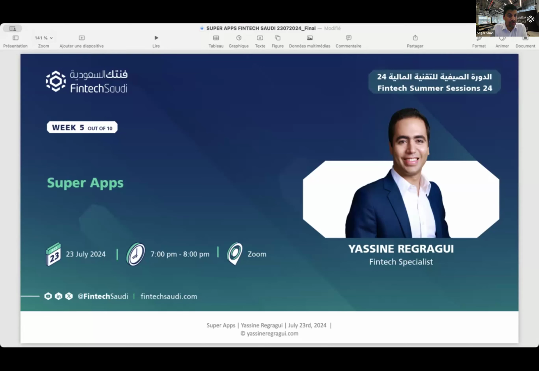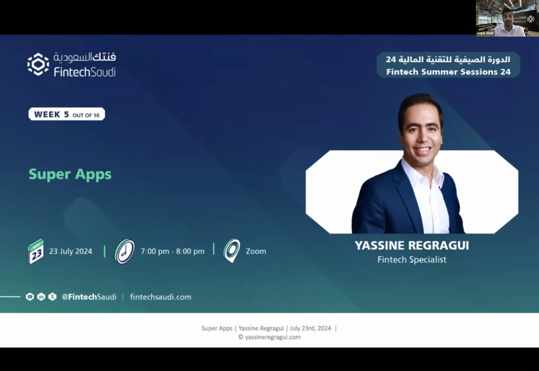And today's a super important session because we're talking about super apps. Super apps is really important because it brings together a lot of the different concepts we've talked about in the past, like embedded finance, payments, open banking, wealth and savings. And it's a really important topic.